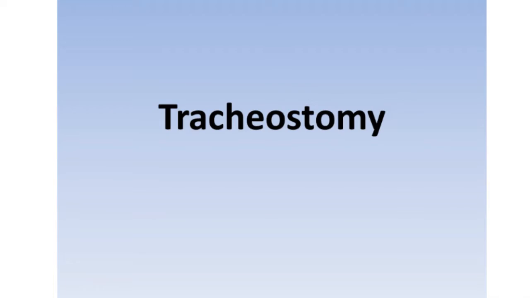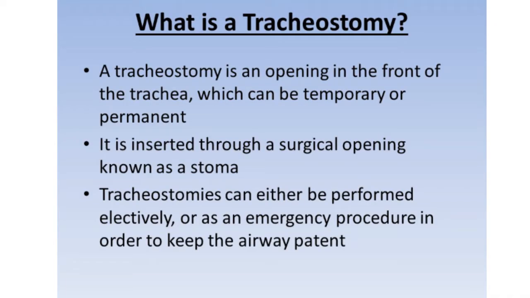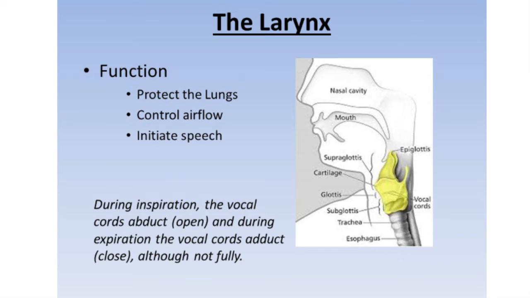Okay, so tracheostomies. So a tracheostomy is an opening in the front of the trachea which can be temporary or permanent. It is inserted through a surgical opening known as a stoma. Tracheostomies can either be performed electively or as an emergency procedure in order to keep the airway patent. The larynx. The function of the larynx is to protect the lungs, control airflow and initiate speech. During inspiration, the vocal cords abduct, and during expiration, the vocal cords adduct, although not fully.